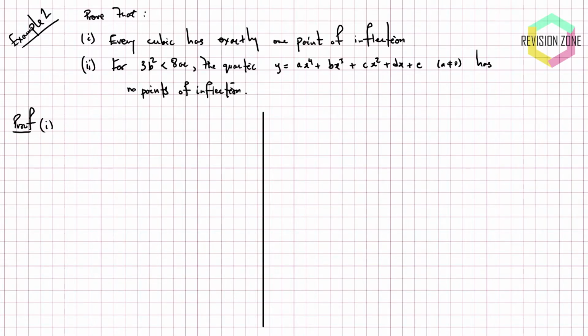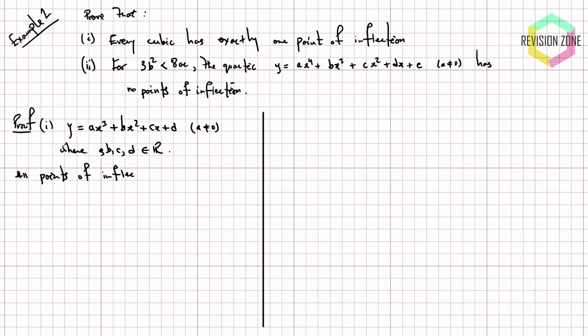So I want to start with a generic cubic, so I'm going to say y equals ax cubed plus bx squared plus cx plus d, where a better not be 0 because otherwise I don't really have a cubic, and of course here I should say where a, b, c and d are real numbers. We know that all points of inflection satisfy the second derivative being 0. So let's differentiate our cubic twice.